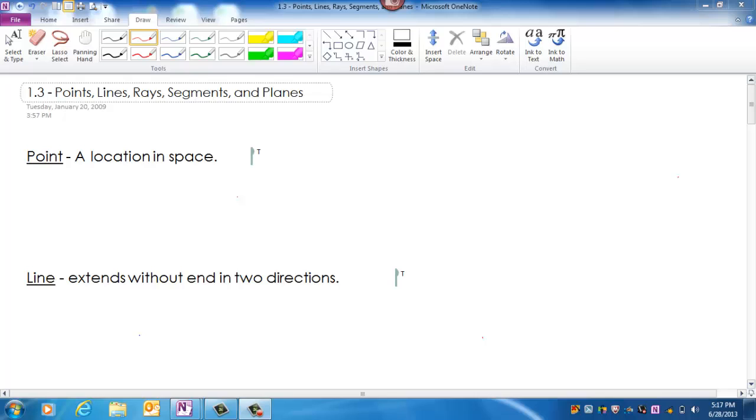My name is Mrs. Considine and I'm just going to get us started with some basic definitions that we need to have really before we can do anything else.